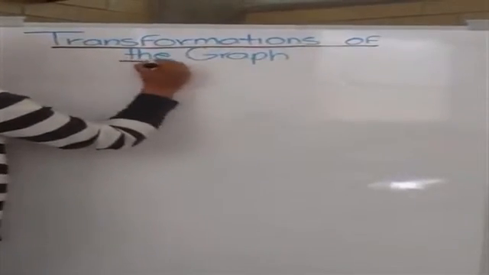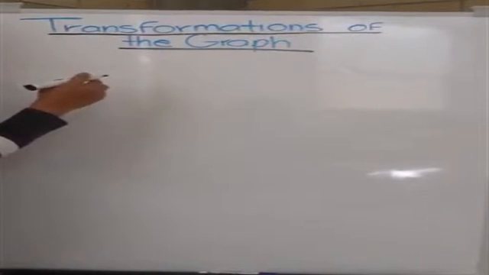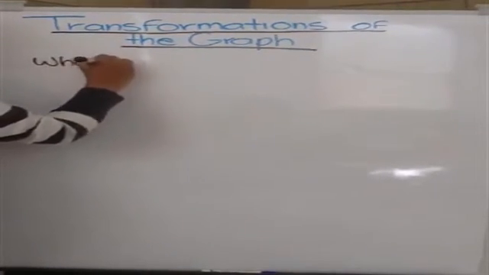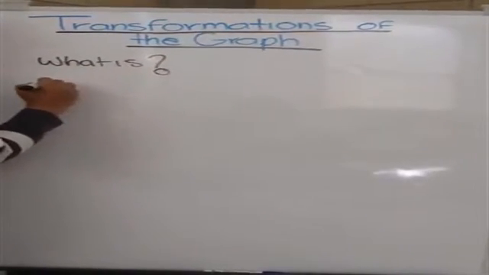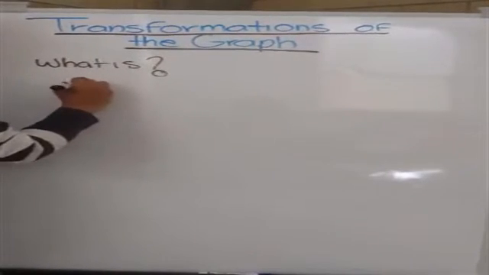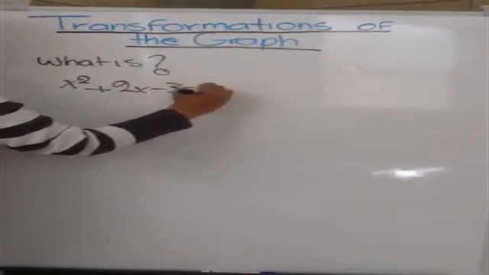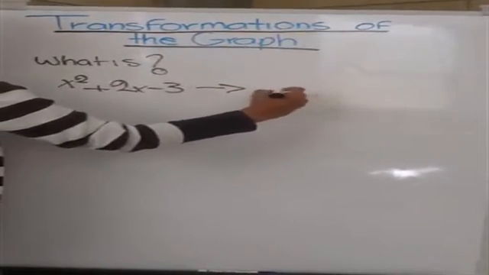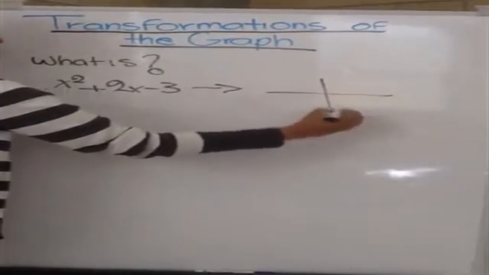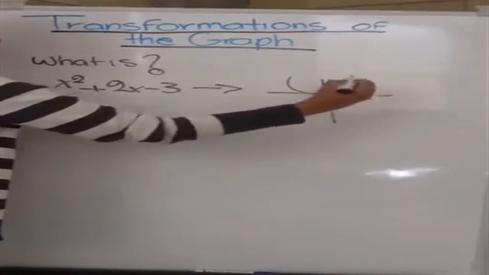Today the theme is transformations of the graph. The transformations are the graphs of the linear, quadratic, cubic, and polynomial functions. But what is a transformation? A transformation is to have something like this and turn it to something like this.